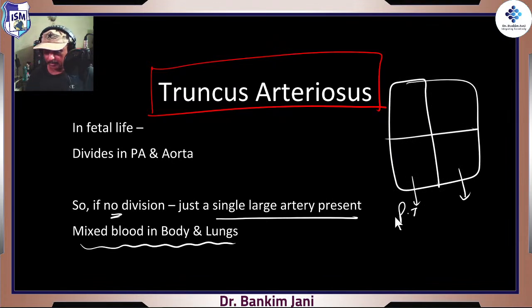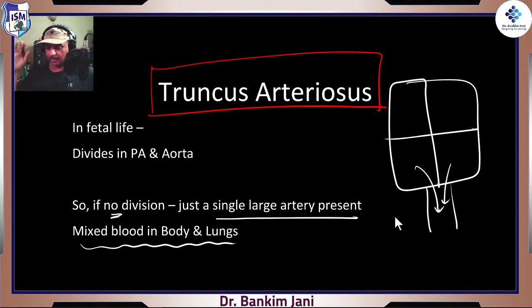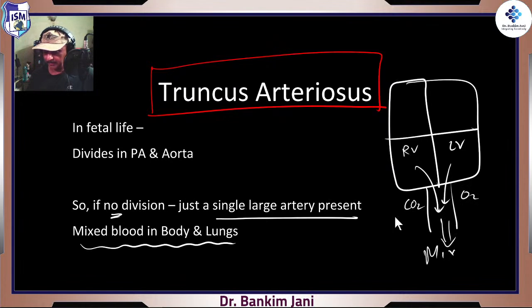This was the pulmonary trunk and this was our aorta. Now, nothing like that. So this thing goes away, this thing goes away. There is just a common output, right? So if both of them will be dumping the common blood, that's the right ventricle, that's the left ventricle. From here CO2 and from here O2, and it is the mixed blood which is going, right? It is getting dumped into the body. Simple, mixed blood in body and lung.